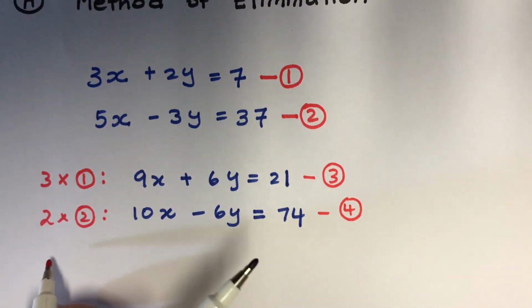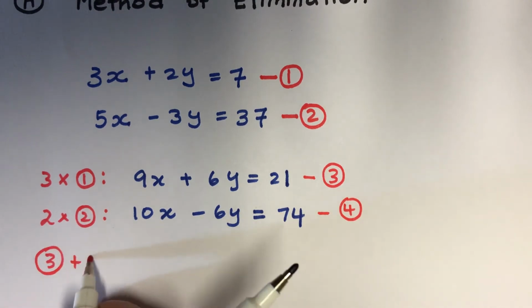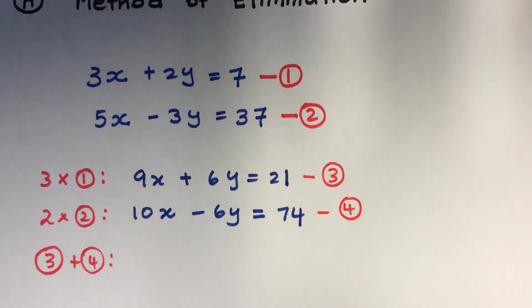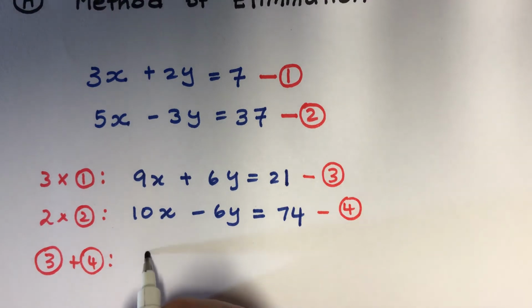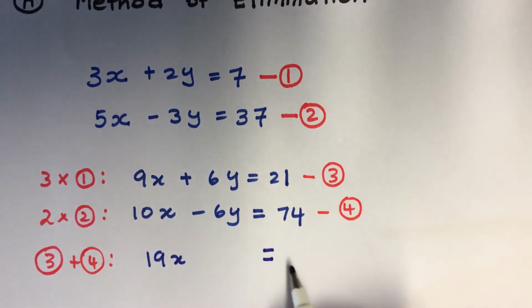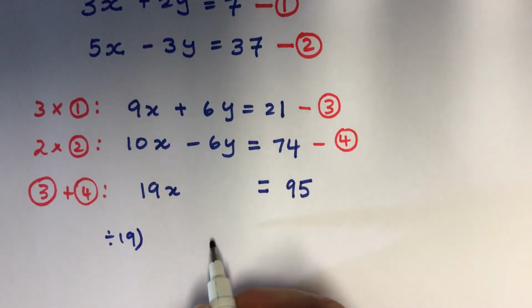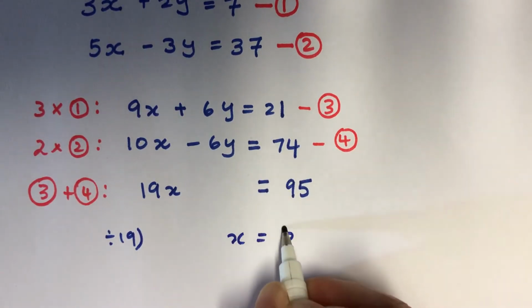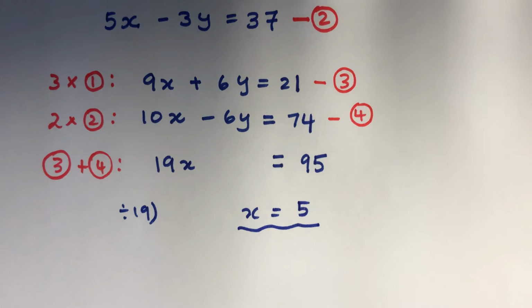So I'm going to go 3 plus 4. If I do that, 19x, and y will be 0, equals 95. And then I'll divide by 19 on both sides, and then x equals 5. Okay, so that's what I'm going to get.